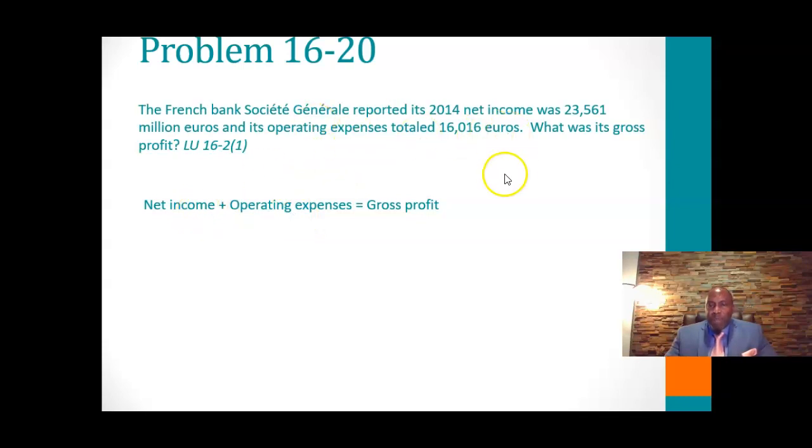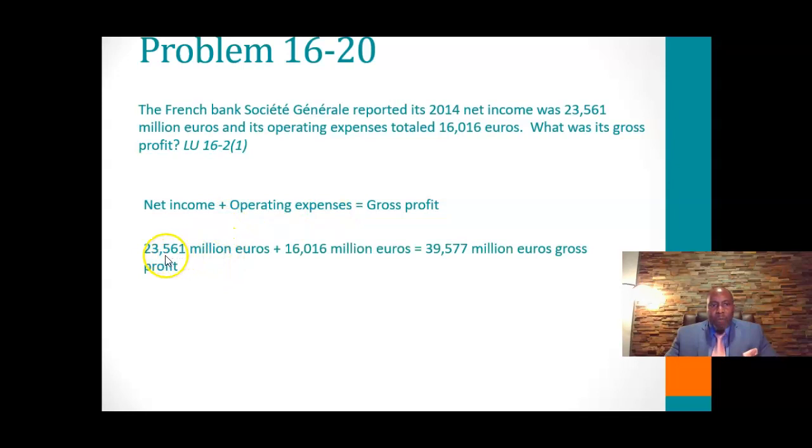So based on the information given, we'll use this formula. The net income was 23 million euros. The expenses were 16 million euros. Therefore, our gross profit was 39,577 million euros. So we can use the information given to calculate the gross profit for the accounting period ending in December of 2014.